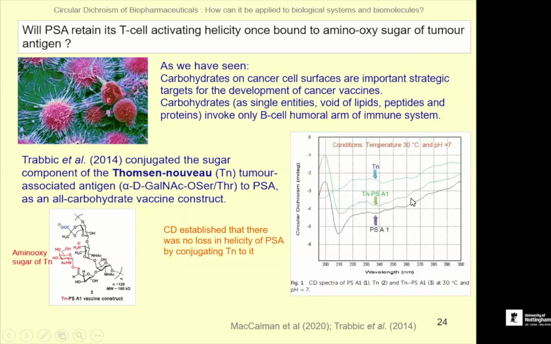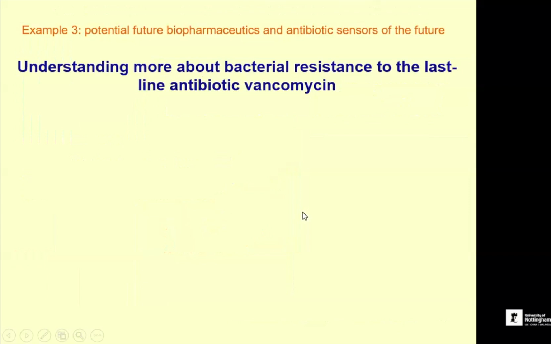And then here's PSA, the PSA derivative here, again showing its nice alpha helicity here with the black spectrum. And when you fuse the two together, you can see that there is a loss of a little bit, but predominantly the green spectrum is showing that a lot of that helicity is retained. And therefore, they've achieved success in successfully making something which should be great and optimal for activating T cells and getting MHC2 binding for generation of the vaccine. So that's where CD makes its contribution there.